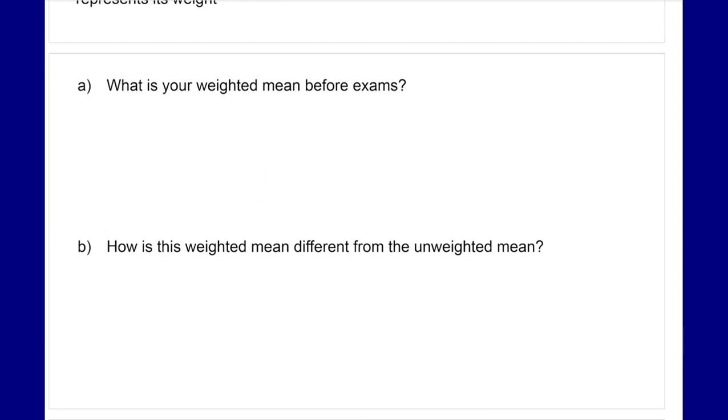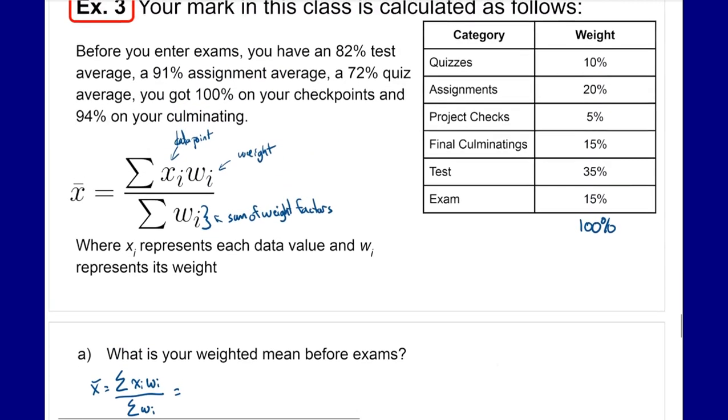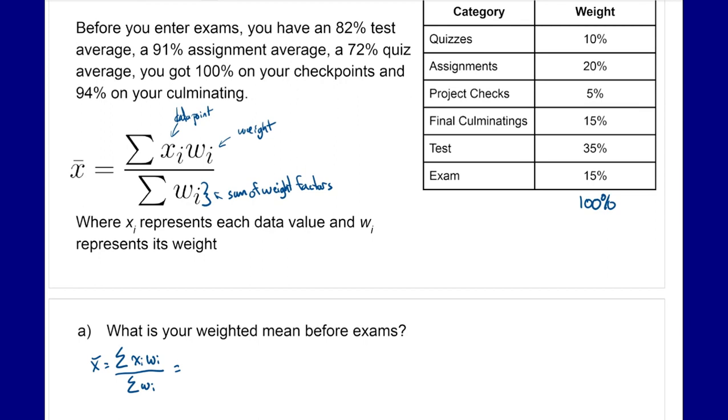So what is your weighted mean before the exams? Right? So before the exams, that's where we're using that formula: x bar is equal to the sum of each data point multiplied by its weight, divided by the sum of the weight factors. So if we go back and look at it, we take our first value. So we have 82% times our test marks, my mistake.